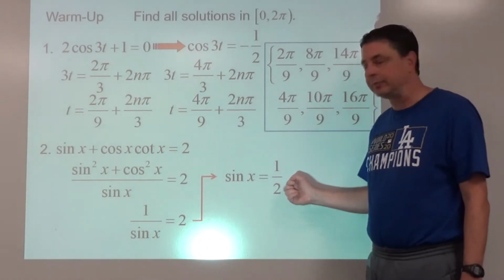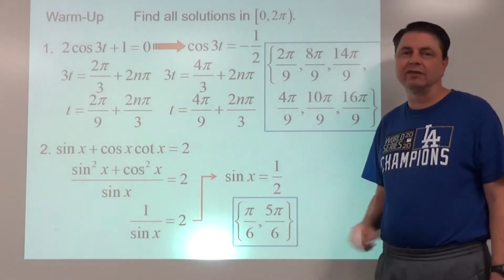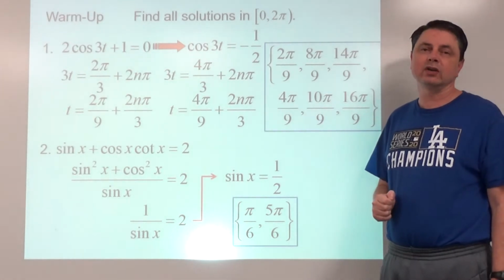And where is that going to happen? Pi over 6 and 5 pi over 6, is where the y-coordinate is a half.